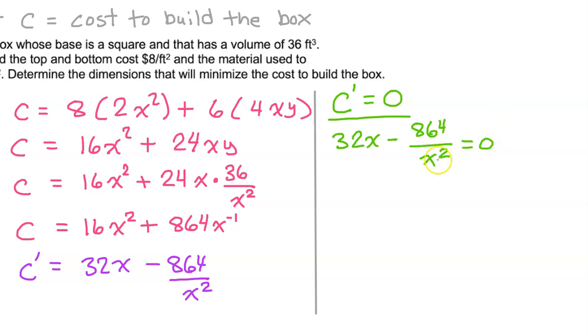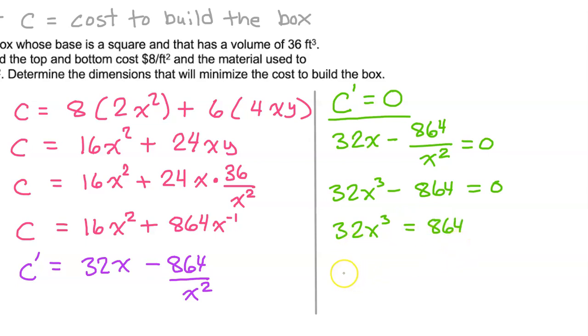In order to get rid of this denominator, let's multiply both sides of the equation by x squared. Then we will have 32x cubed minus 864 is equal to 0. Adding 864 to both sides gives us 32x cubed is equal to 864. Dividing both sides by 32, we have x cubed is equal to 27. Taking the cube root of both sides, we have x is equal to 3.